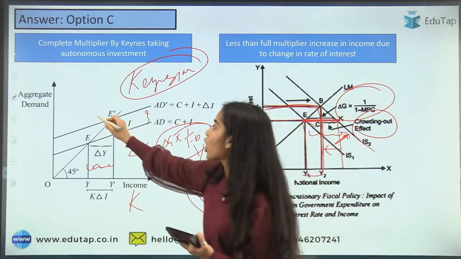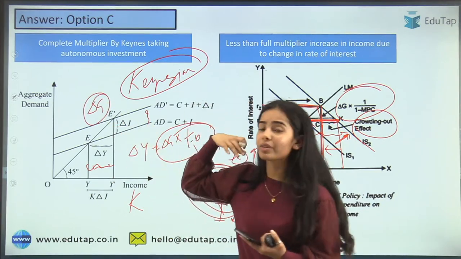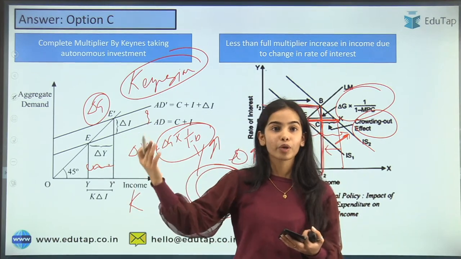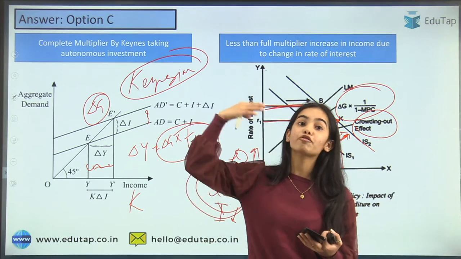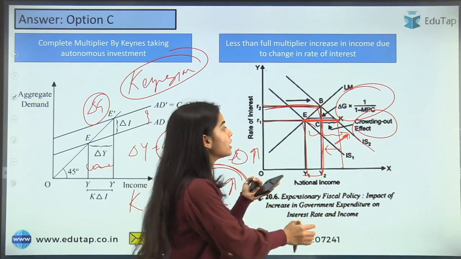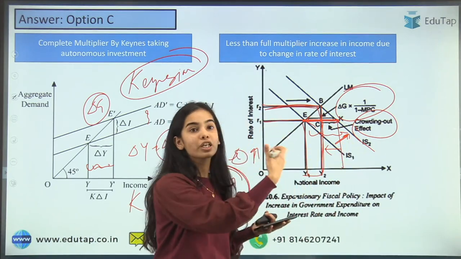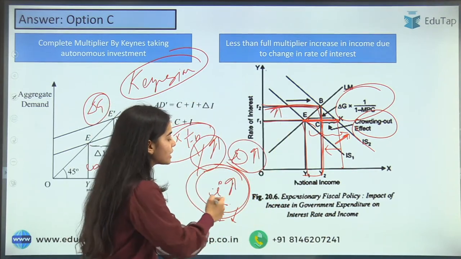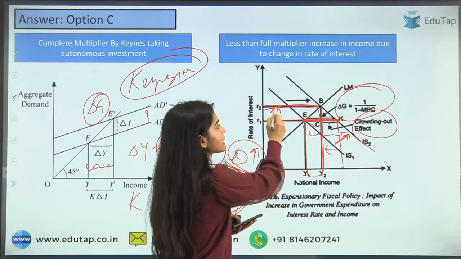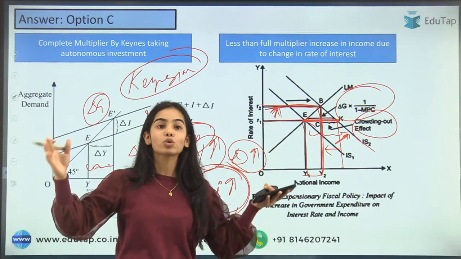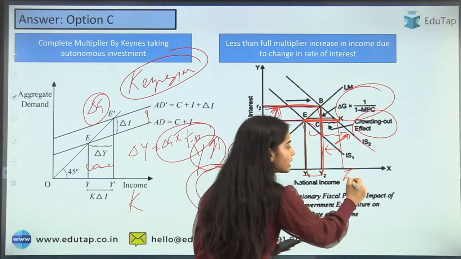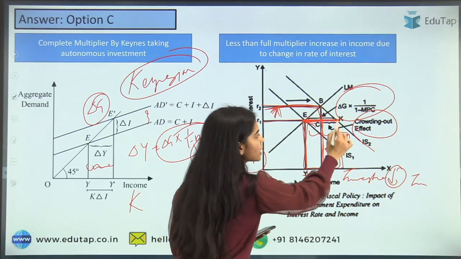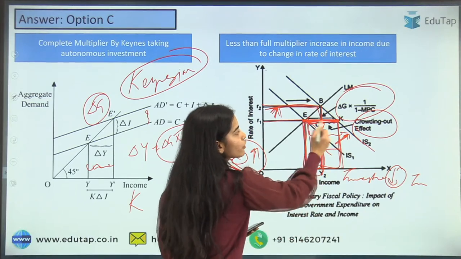So when the government expenditure increased, when investment expenditure, autonomous investment increased, then the income increased by the full multiplier. If the multiplier is 4, the income is increasing 4 times. But here in the ISLM model, when the IS is shifting upwards due to aggregate demand, the interest rate is also increasing. When the income is increasing, demand for money is increasing, so the interest rate will increase. Due to the increase in the interest rate, the income cannot increase too much. When the interest rate increases, the investment decreases, and when the investment decreases, the income will decrease. So the income is not increasing by this much. Income is increasing only by less than the full multiplier effect.